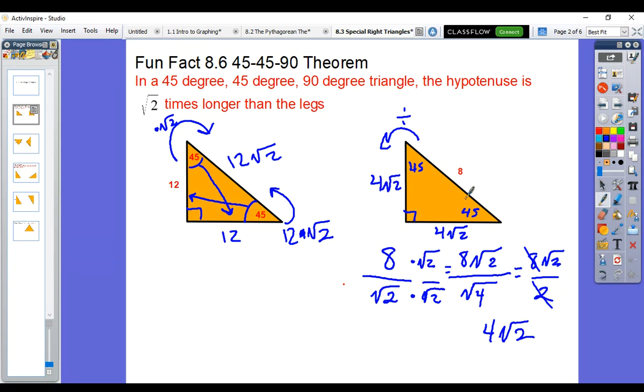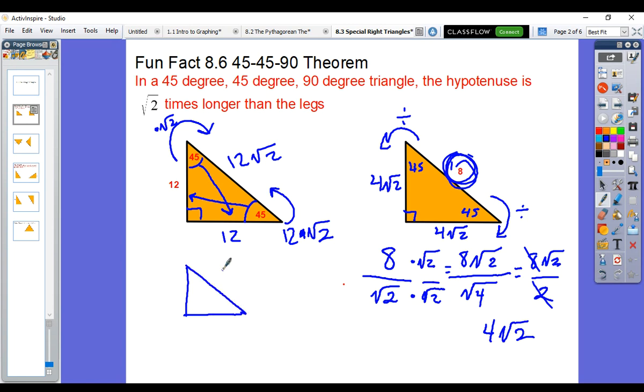Now, another way to kind of think about this, some of you guys will get it, some of you guys won't, and that's okay. The value of the legs, especially if you're given a whole number here, an easy way to remember this is we take the value of that whole number, divide it by 2, and then put a radical 2 in it. Okay, so let's test that theory out, see if it's true.